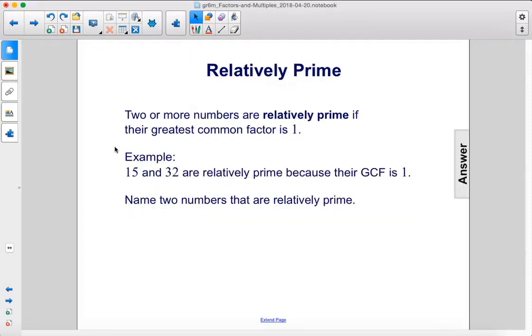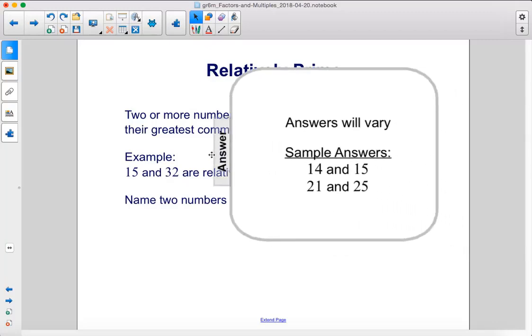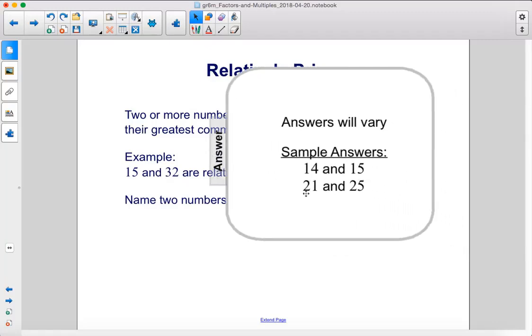Two or more numbers are relatively prime if their greatest common factor is 1. For example, 15 and 32 are relatively prime because their greatest common factor is 1. Name 2 numbers that are relatively prime. 14 and 15, 21 and 25, and so on.